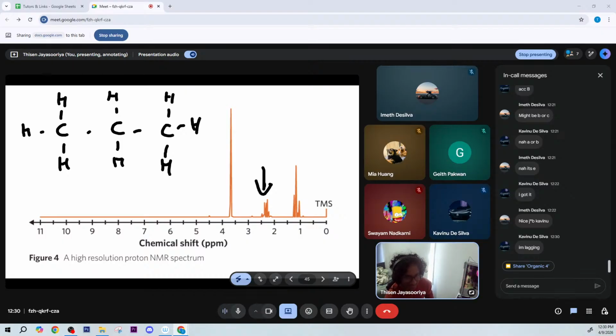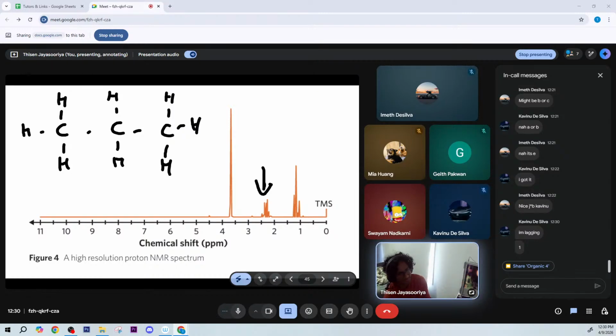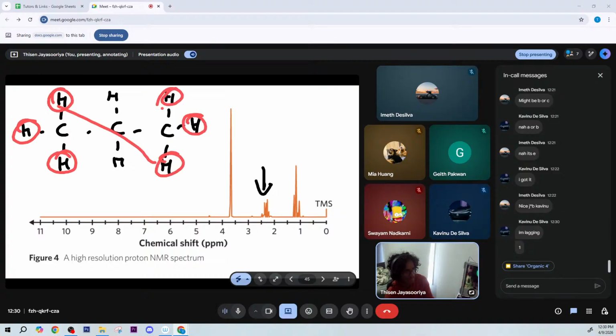Swayham, what do you think the number of peaks here is? How many distinct peaks are there? I was gonna say 1. There's 2. So these ones all share an environment, yeah? And these 2 share an environment. Does that make sense why, for the 3 people that I asked?